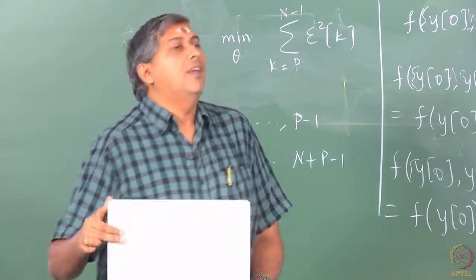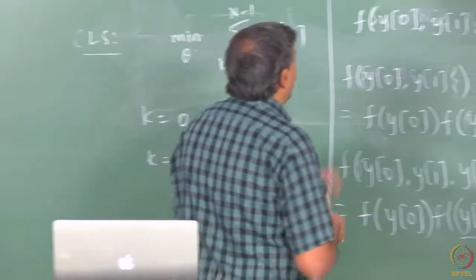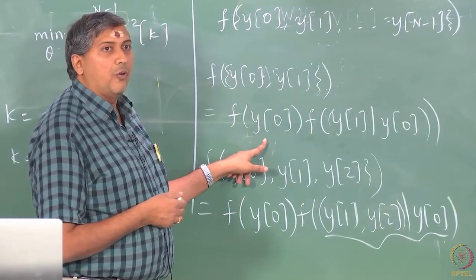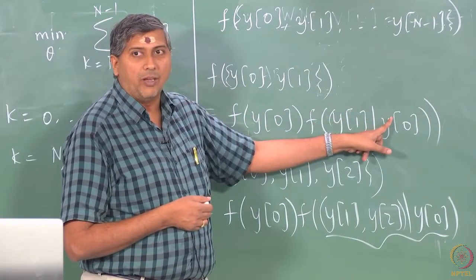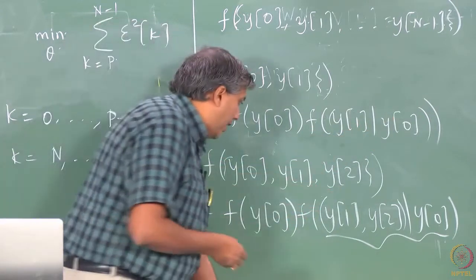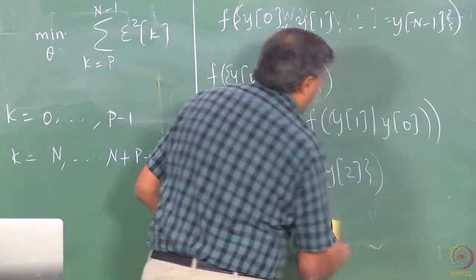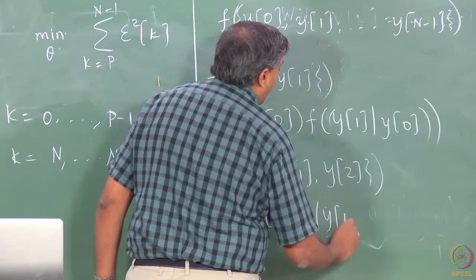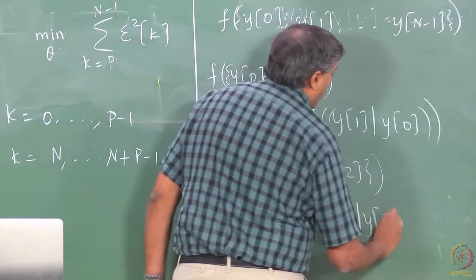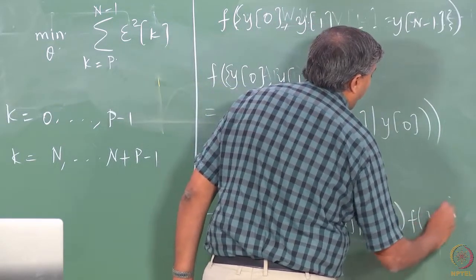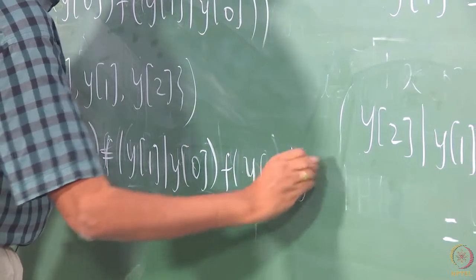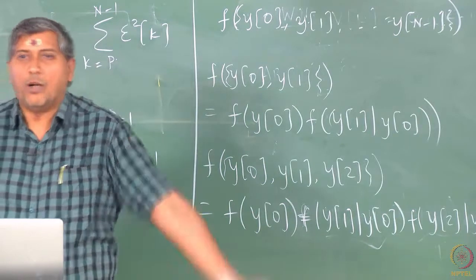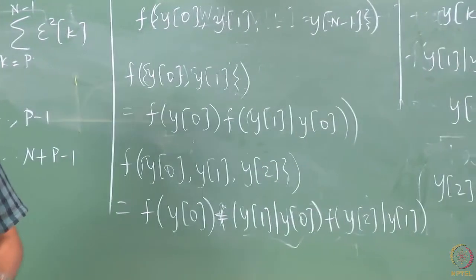Why are we doing this? Now you connect both these ideas. Here we have written the joint PDF as the product of f of Y0 and f of Y1 conditioned on Y0. Now if I extend this idea, I can write this part as f of Y1 given Y0 times f of Y2 given Y1, and so on. Now I apply this chain rule. So that is the beauty.